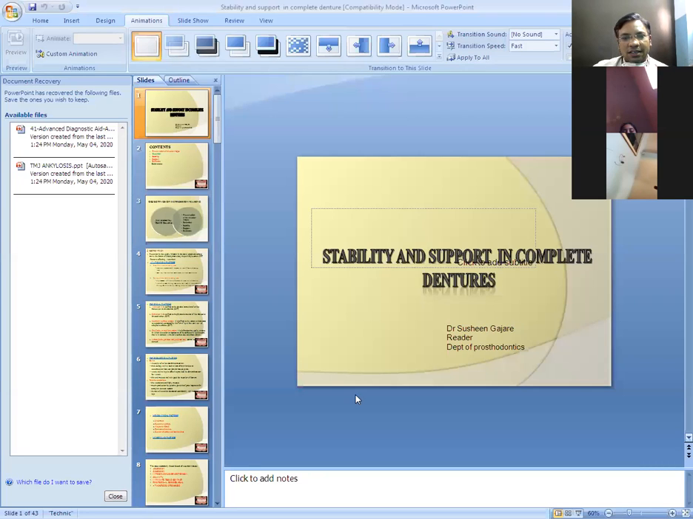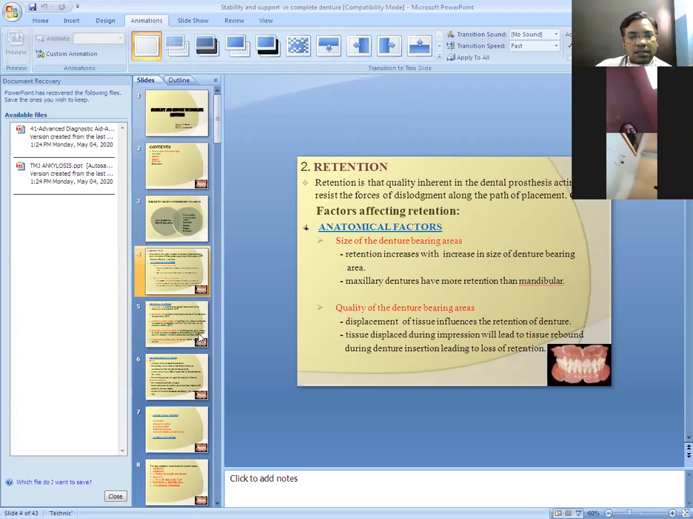So today, after seeing retention in corporate venture, the various factors that affect retention, let's just review back the various factors that affect retention: physiological factors, physical factors, and various retentive undergirds that are used for retention. We further proceed with our topic, that is stability.